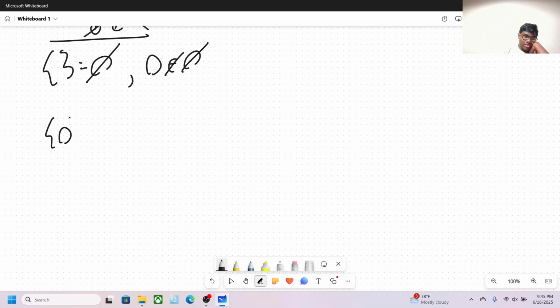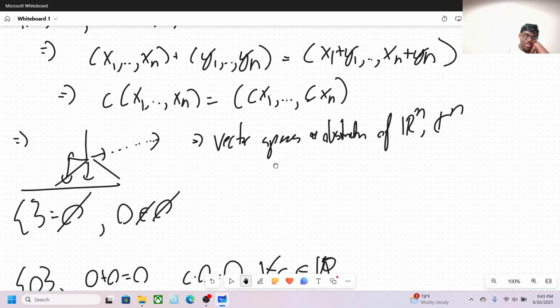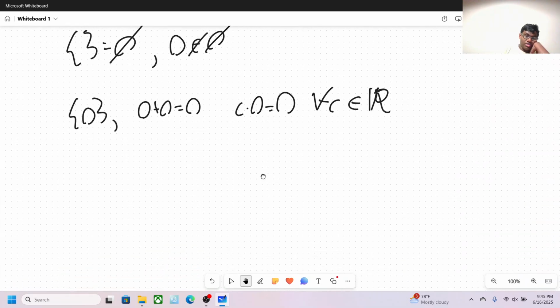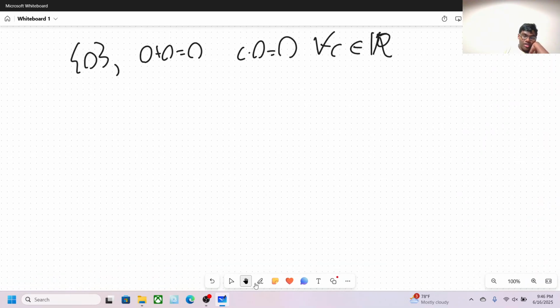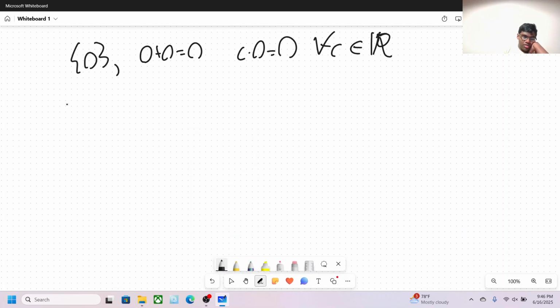However, if we take the set {0}, we can have a vector space by defining 0 plus 0 equals 0, and c times 0 equals 0 for every c in R. And this is going to be a vector space, because, in the same way that the zero set is the trivial ring, we can get all kinds of results. This is the zero vector space or the trivial vector space.